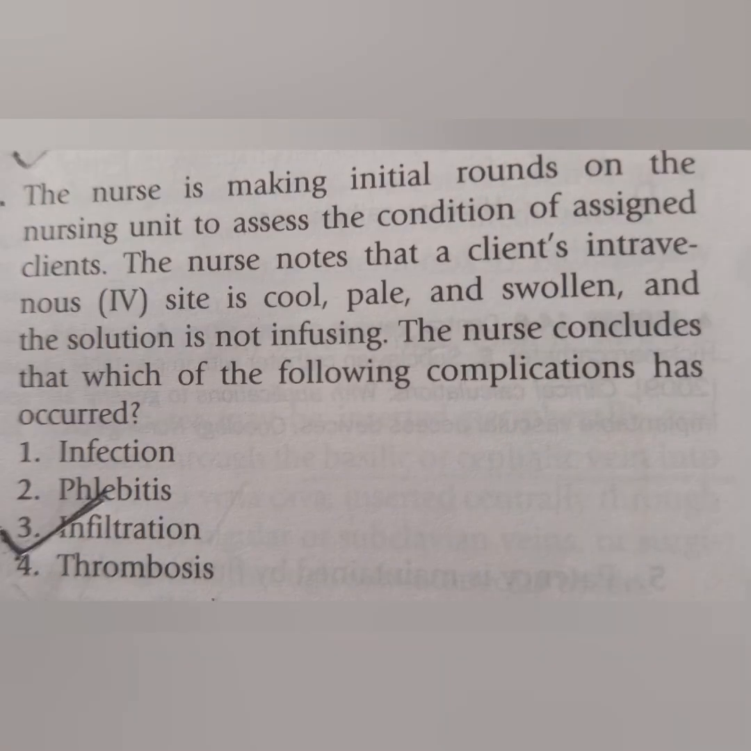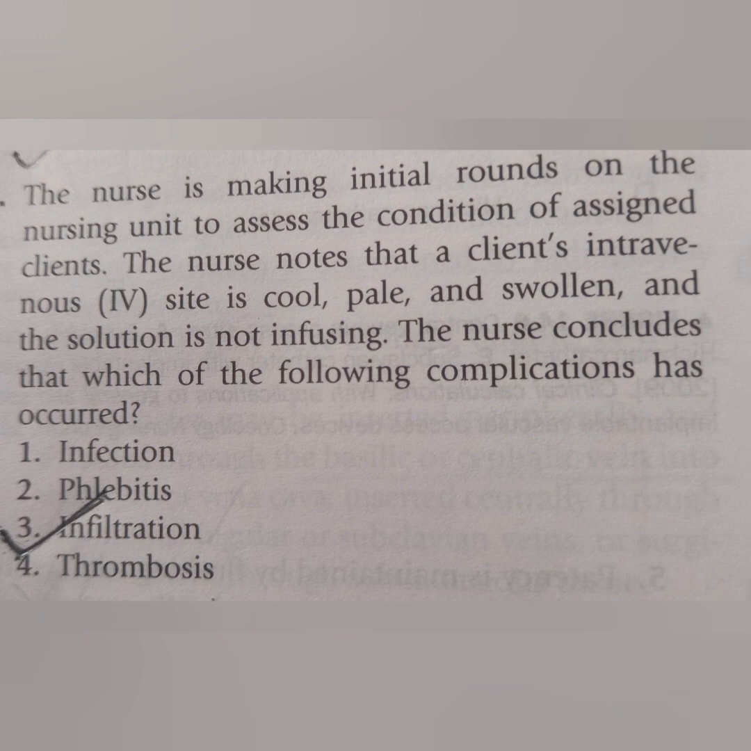Why infiltration? An infiltrated IV may occur due to dislodgement of the needle from the vein. Due to the dislodgement, the fluid may accumulate in the subcutaneous tissue. Once it accumulates in the subcutaneous tissue, there is swelling. Due to the accumulation of fluid, color changes and a cool appearance will occur in the skin. So the correct answer is infiltration.